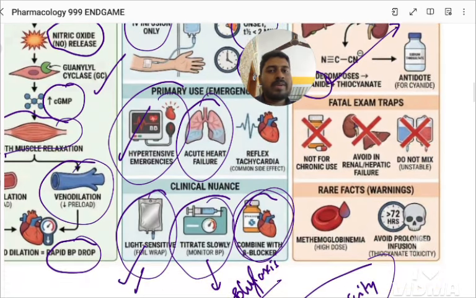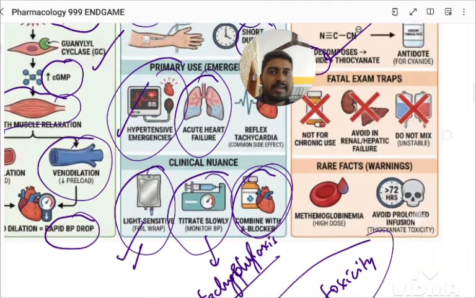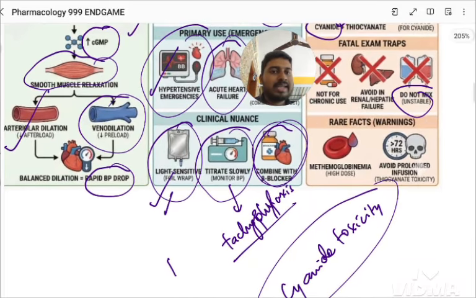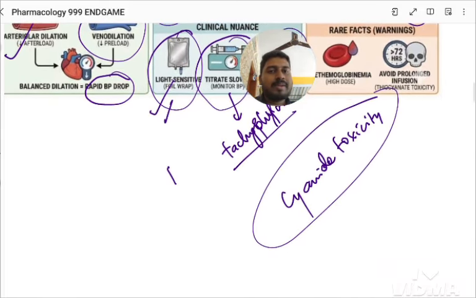Important thing is, sodium nitroprusside we won't use for chronic use. It is used for acute lowering of BP only. It should be avoided in renal and hepatic failure because its excretion is affected, and do not mix this with other drugs because it is highly unstable. One more rare side effect is methemoglobinemia.